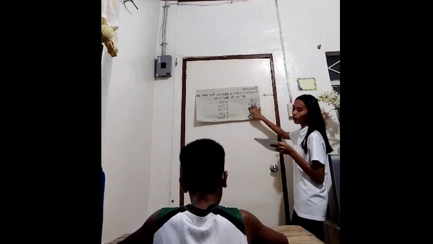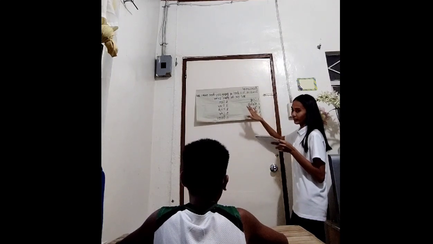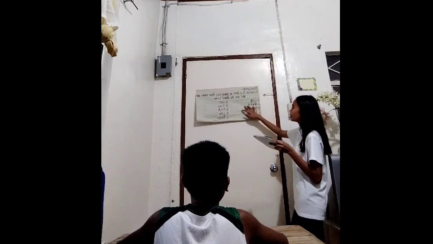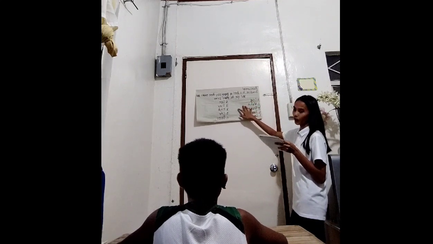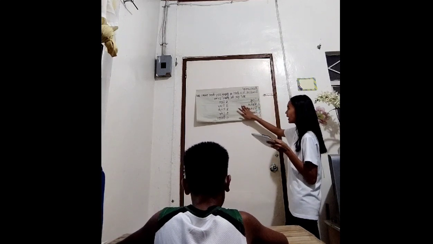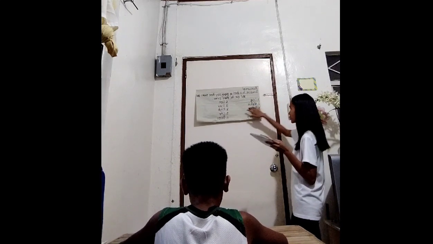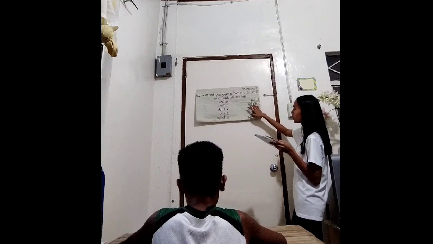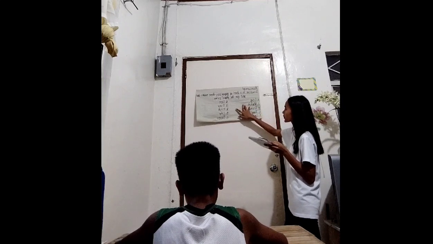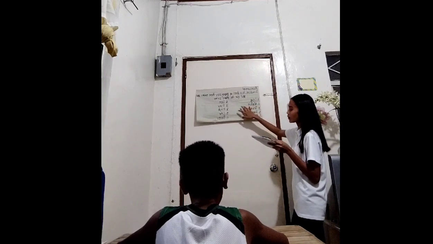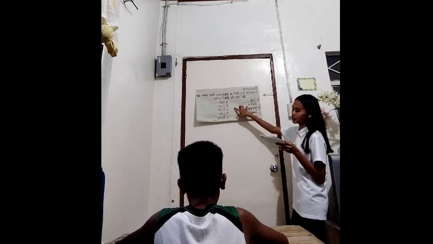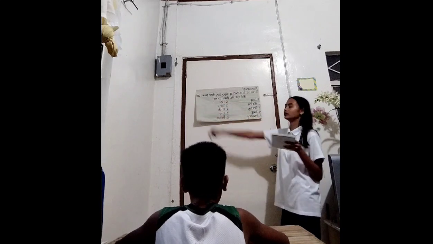And then number 2, what is the plural form of watch? Okay, by adding es, watch will become watches. The watch is a singular form, then watches is a plural noun.